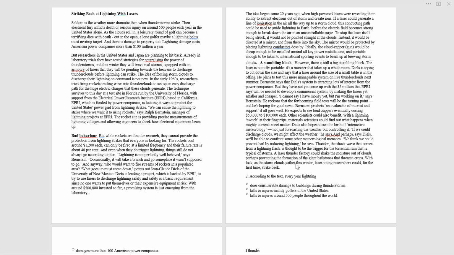It's simply saying the property, yeah, the building, that's the property. And we're talking about thunderstorms, and it does damage to it as well. So according to the text, every year lightning does considerable damage to buildings during thunderstorms. Our options can be from B, C, and D, but they are not exactly the same as they have mentioned in the paragraph, right? So this makes all the other options to be eliminated.